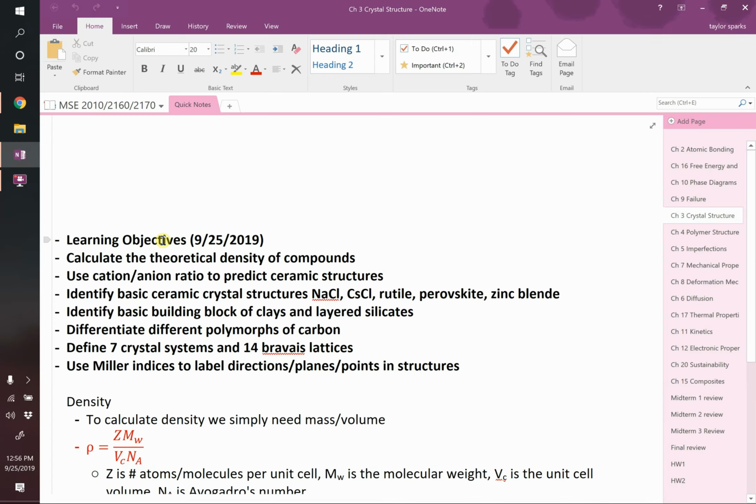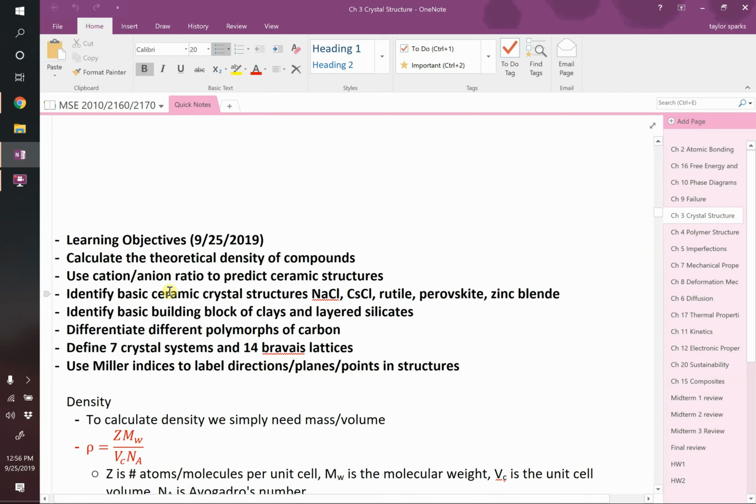So, our learning objectives for today: the one thing we didn't get to last time was calculating theoretical density for these crystals. So we're going to start with that. Then we're going to use the cation-anion ratio, so the ratio of the size of these different things. Amazingly enough, you can actually take that ratio and it gives you a pretty good estimate of the crystal structure. I'll show you how to do that.